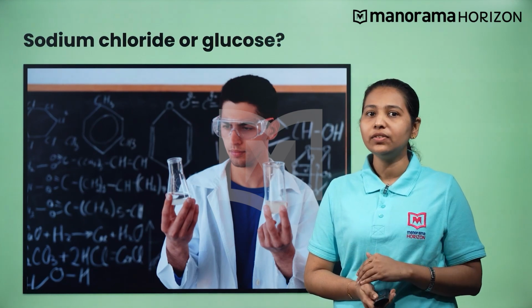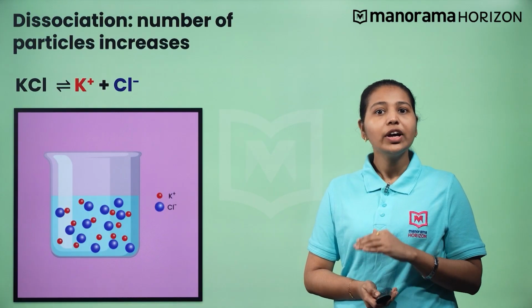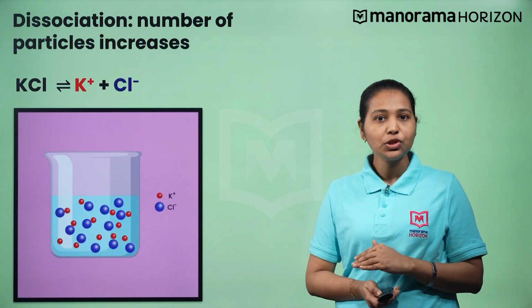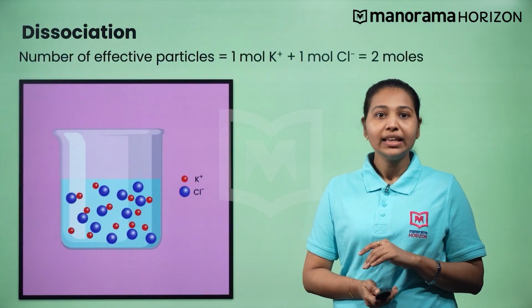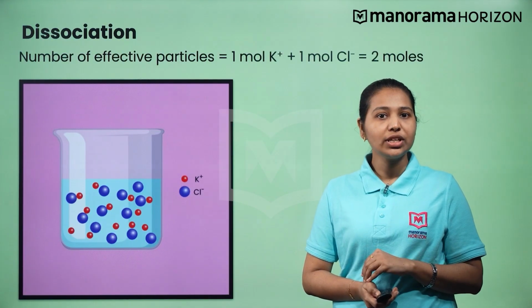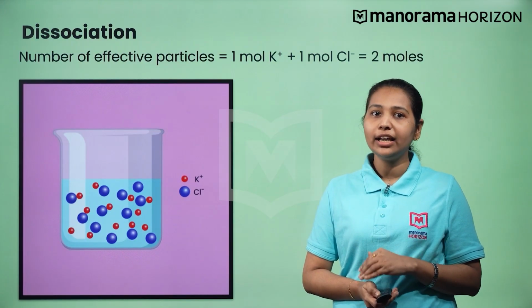First of all, let's consider the dissolution of 1 mole of potassium chloride in water. Here, the resulting solution will contain both potassium ions and chloride ions. That is, there would be 2 moles of particles in the solution: 1 mole of potassium ions and 1 mole of chloride ions.